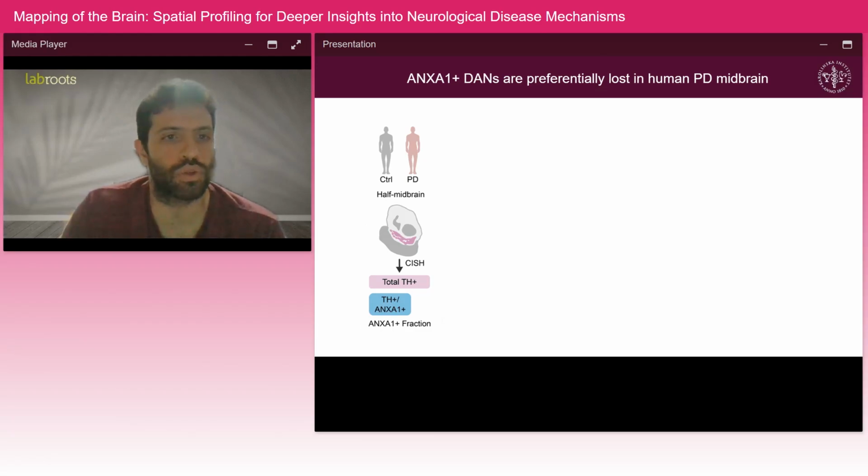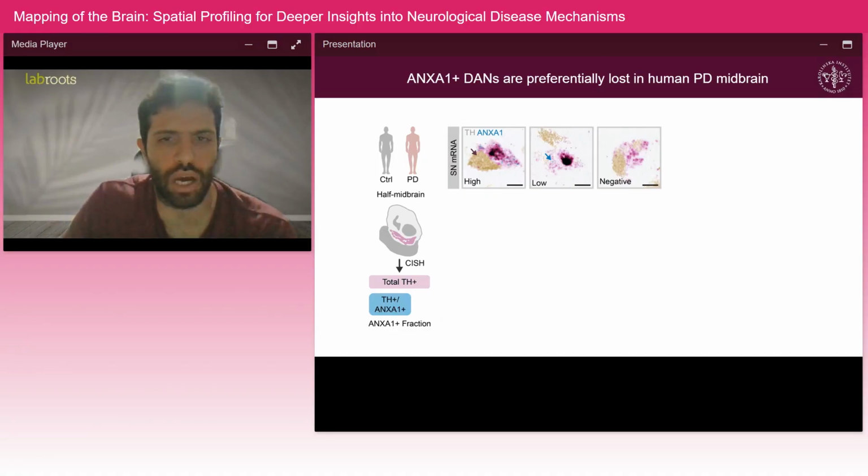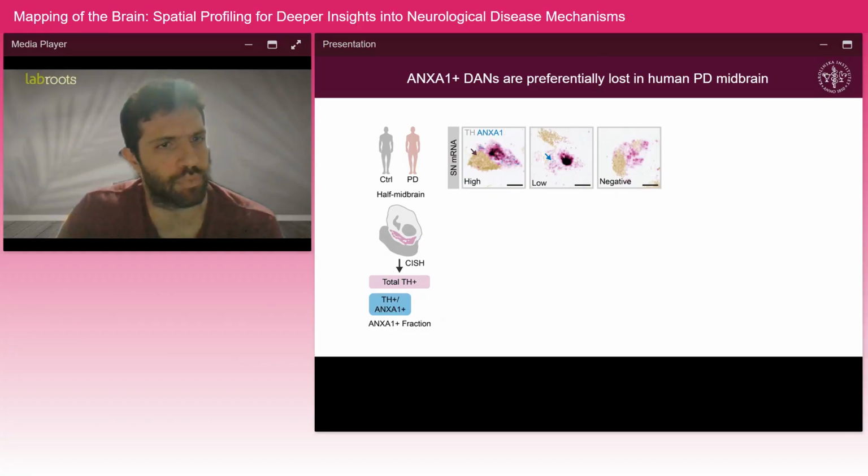So for this reason, we took Parkinson's disease patient tissue, midbrain, and we tried to see if ANXA1 is there. And it seems that it's there, even though it's not very abundant. As you can see here, the blue one is RNAscope. The brown thing is the neuromelanin, the pigment that I mentioned before. Pink is TH, the general dopamine neuron marker. The blue one is ANXA1.